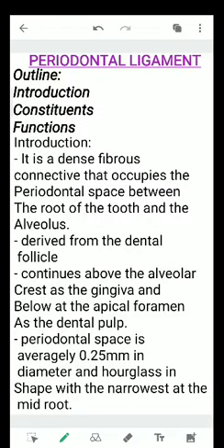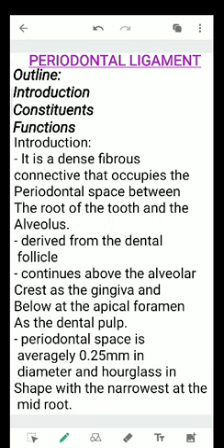Good day once again. Today we'll be talking about the periodontal ligament under the following outline: the introduction, constituents of this ligament, and functions. Of course, it's going to be a very short lecture. By way of introduction, the periodontal ligament is a dense fibrous connective tissue that occupies the periodontal space between the root of the tooth and the alveolus, that's the alveolar bone.